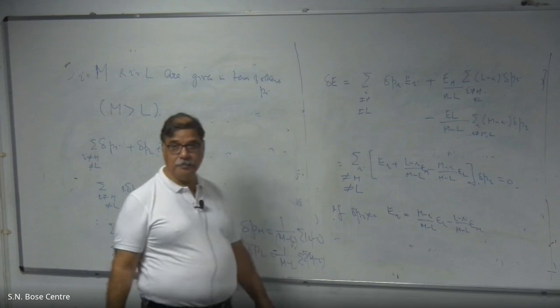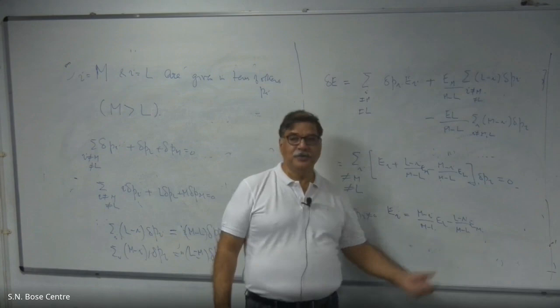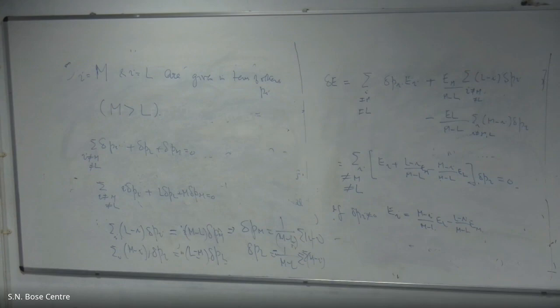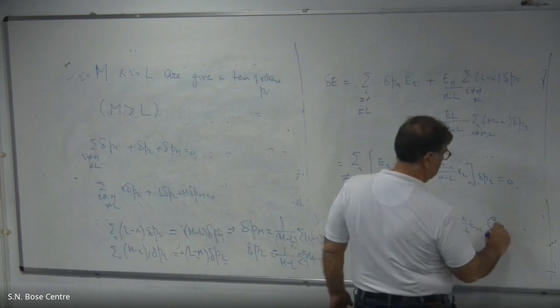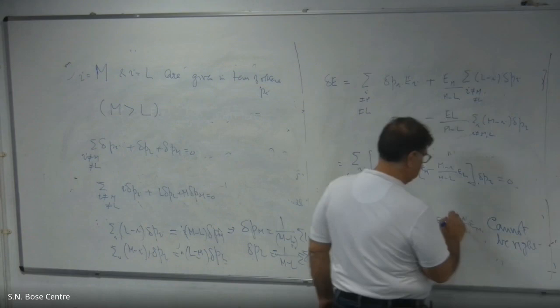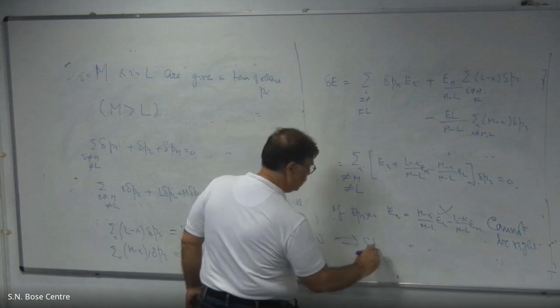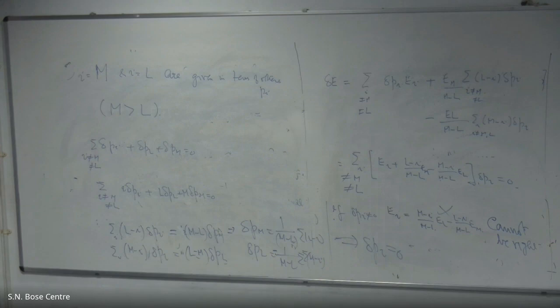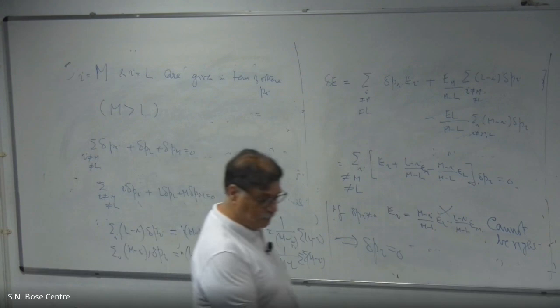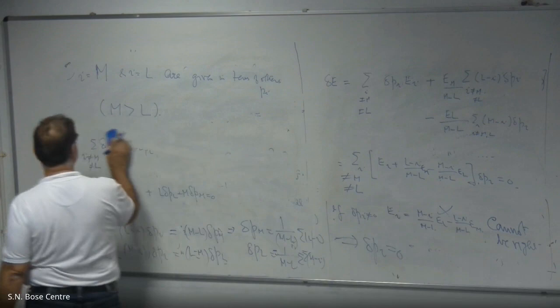Can I tell the system, have your energy relation like this? Is there a relationship that says that if the energy for L particles is E_L, and the energy for M particles is E_m, then the energy for i would be this? There's none, right? So this cannot be right. So this condition is not to be satisfied, and this implies all delta p_i's are 0. Hear me? Very logical.